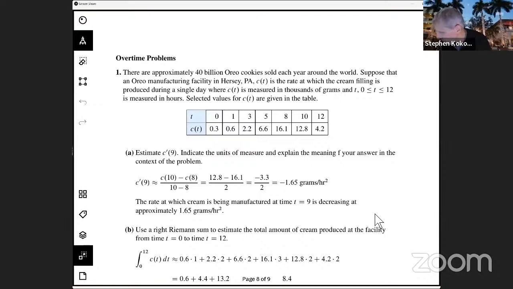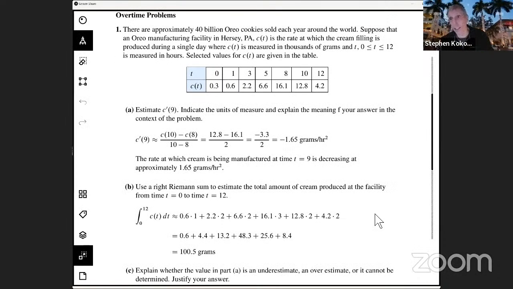And there's an overtime problem here that has to do with Oreo cookies. It turns out that Oreo cookies are the biggest selling cookie in the history of the universe. I did not know this, but if you watched the Super Bowl yesterday, I believe there was a commercial involving Oreo cookies and spinning it off if the white cream goes to the left or the right. I did not know that, but this is very appropriate. So this is a nice question.